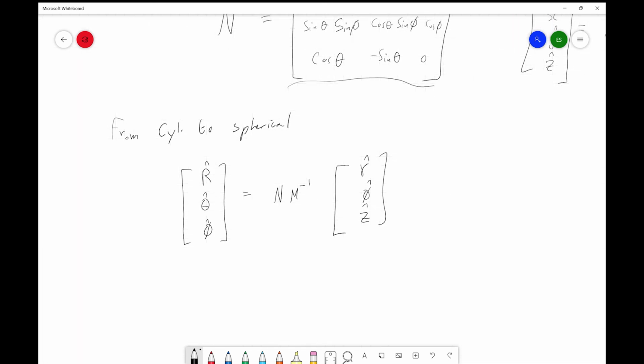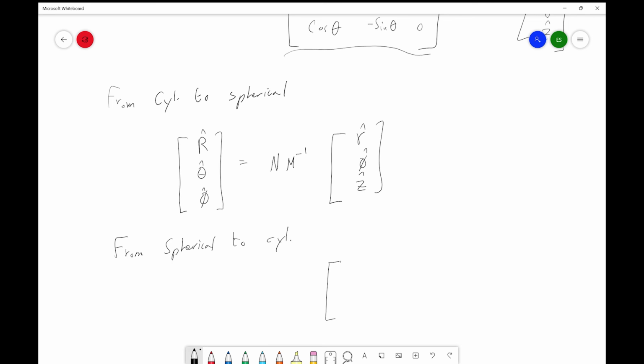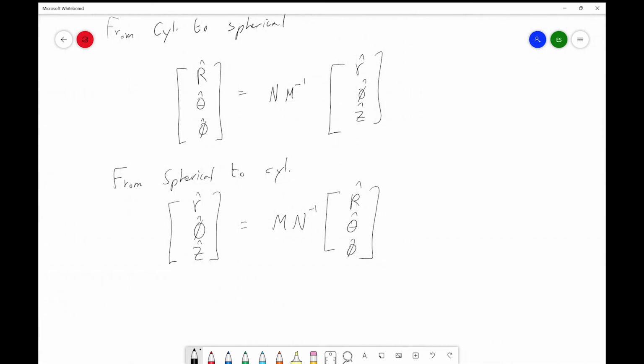And then the inverse, which is from spherical to cylindrical. So we start from spherical. The transformation is m n inverse. It's going to be r hat, phi hat, z hat. And from the beauty of linear algebra, we just can directly do this multiplication and find the transformation.